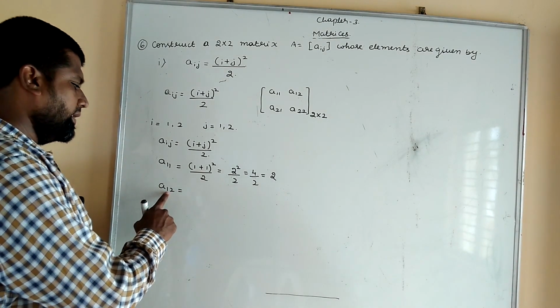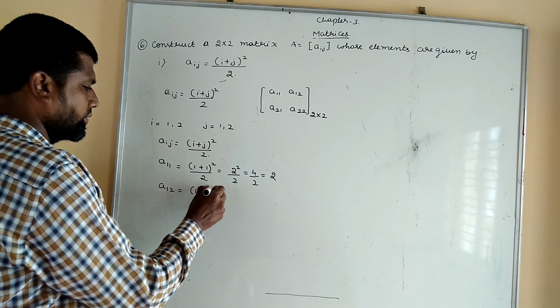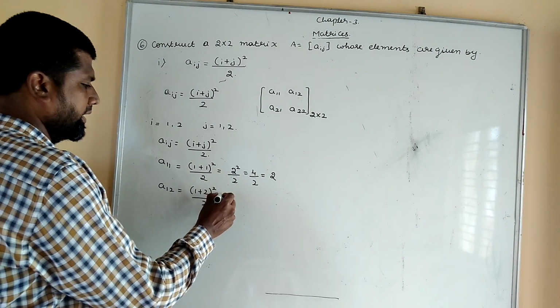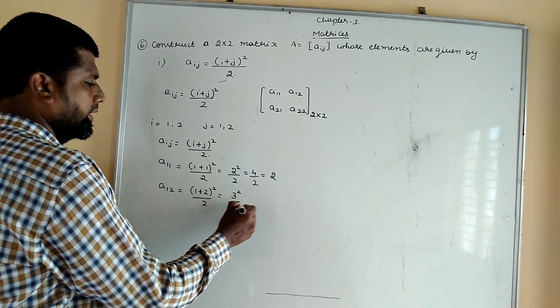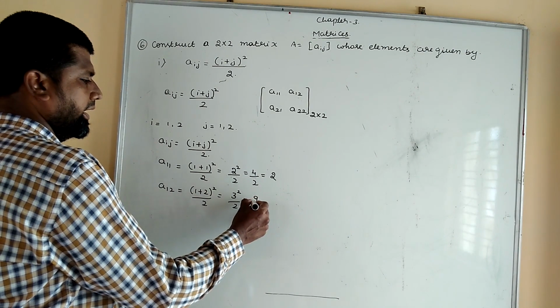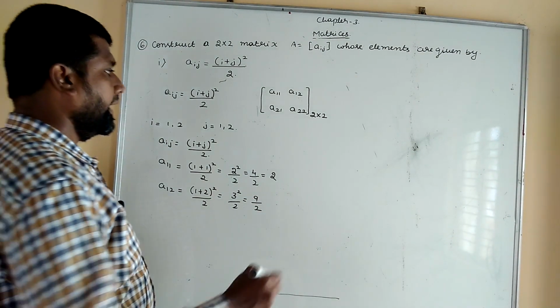Let us go for the A12. i value is 1, j value is 2, (1 plus 2) whole square by 2. That is equal to 1 plus 2 is 3 whole square by 2. That is equal to 9 by 2.